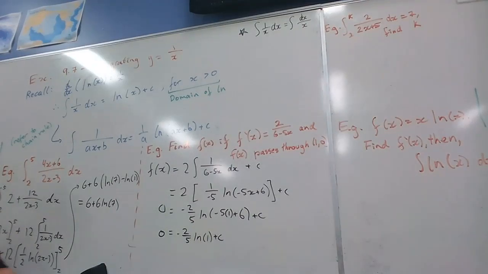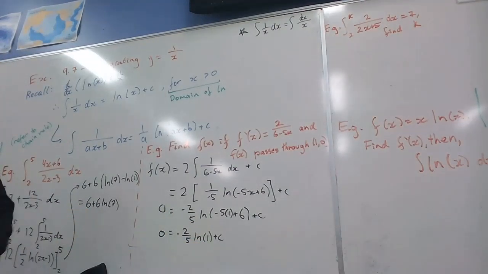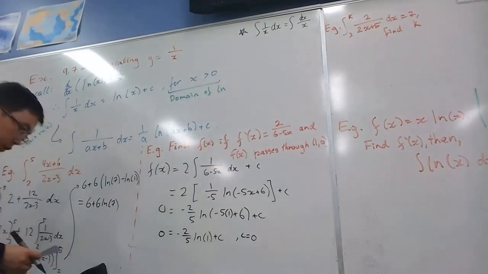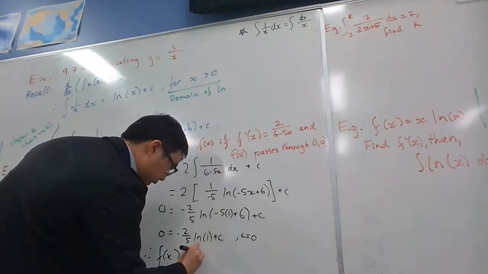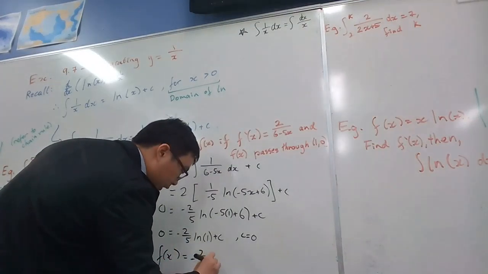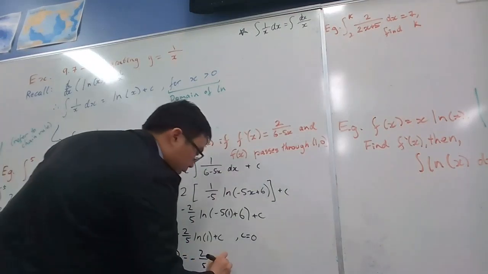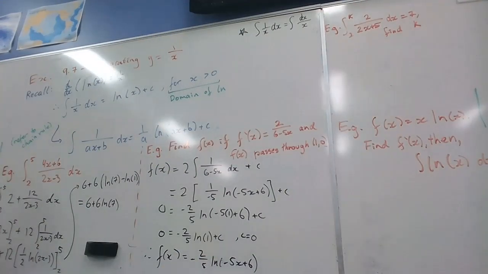Thinking back to our log laws, e to the power of what gives us 1? Of course, it's 0. So therefore, that's all 0. c equals 0. Don't forget to put it back into your original equation. So therefore, f of x equals negative 2 over 5 ln of negative 5x plus 6, no c involved. How do you feel about that one? Any questions?